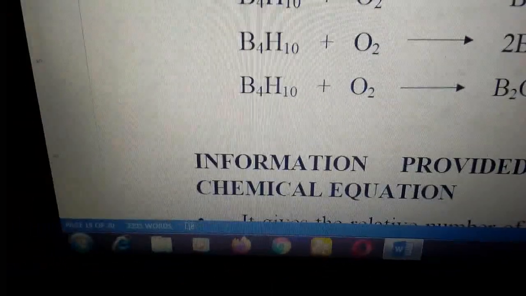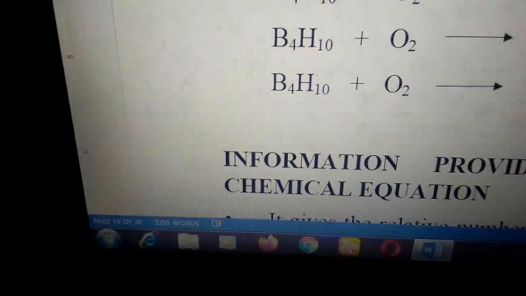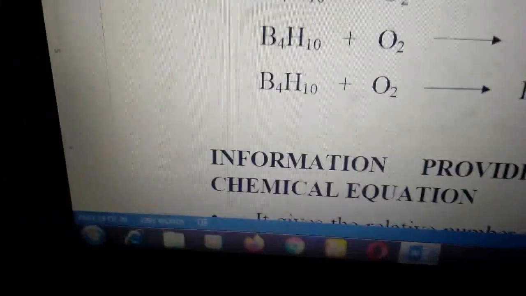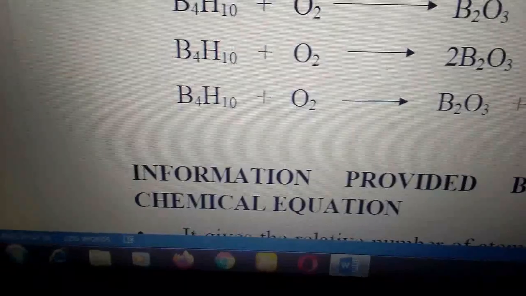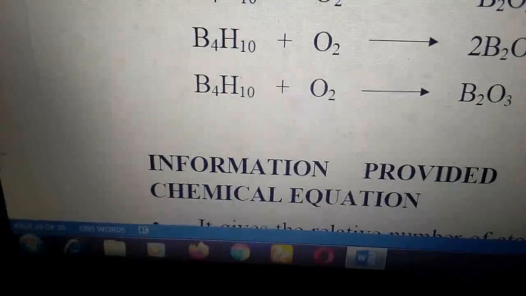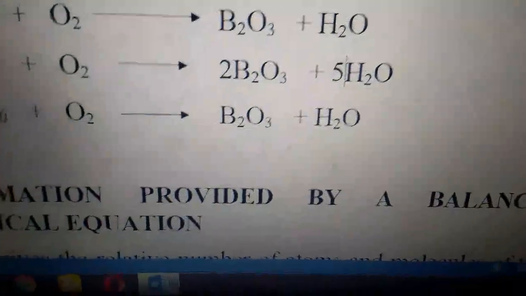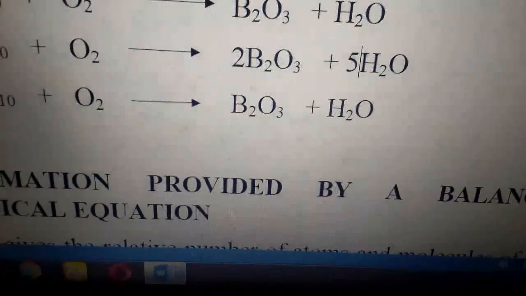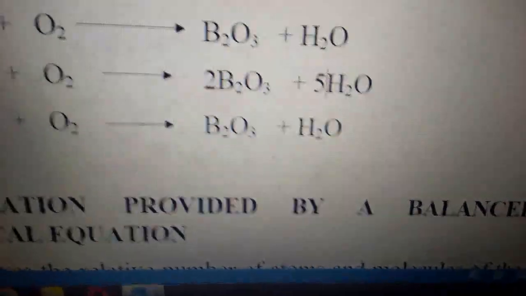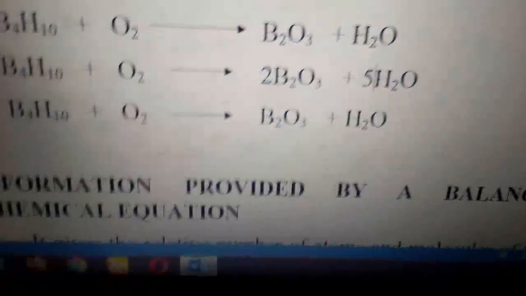Our balanced boron is 4 on both sides, 4 on the hydride, and then 4 on the other side. 2 times 2 is 4. Hydrogen is 10 on the hydride, and this side 5 times 2 is 10. So what remains to balance is oxygen. Now oxygen is 2 on the left hand side, which is small. Then on the right hand side, on the boron trioxide, 2 times 3 is 6. On water, 5 times 1 is 5. So 5 plus 6 gives us 11.